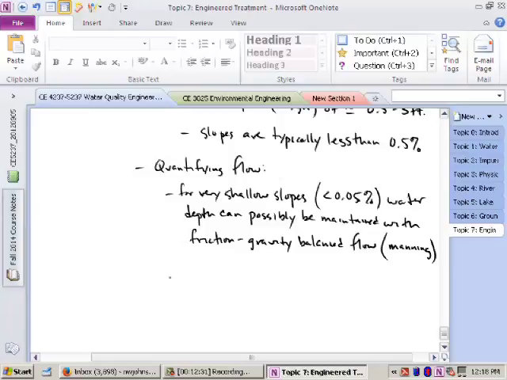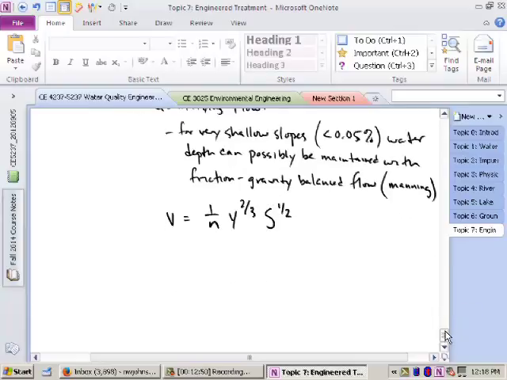So there's various expressions that relate the water depth to the velocity using expressions similar to Manning's equation. A common one is that the velocity is equal to 1 over n times y to the 2/3 slope to the 1/2, and this is 1 for SI units.